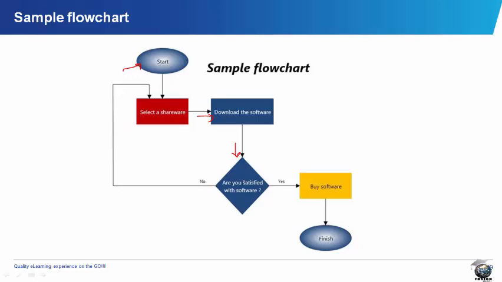Remember, this is a decision symbol. As you can see, the decision can either be yes or no. If the decision is no, it goes back again to select a shareware and takes the turn again. But if the decision is yes, it now goes over to this next process that says buy software, and after that it ends again with a rhombus sign that says finish.